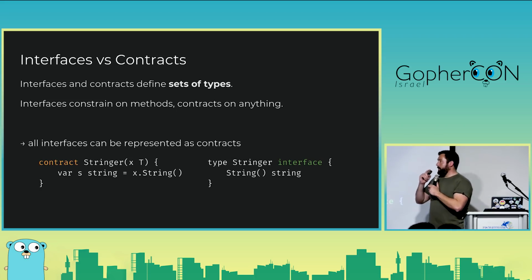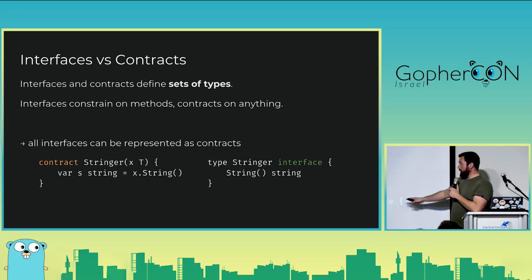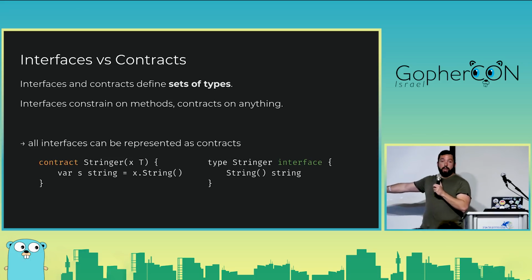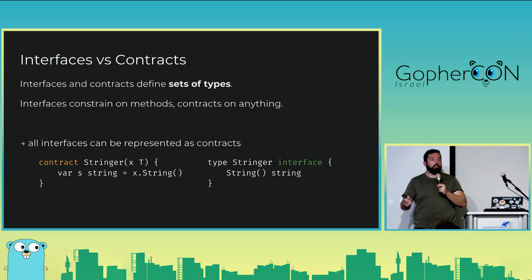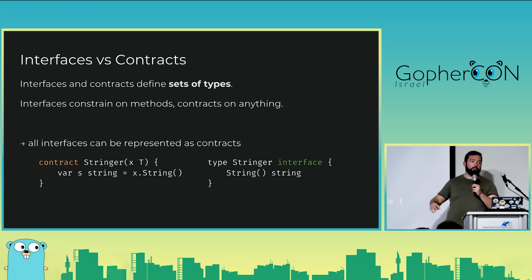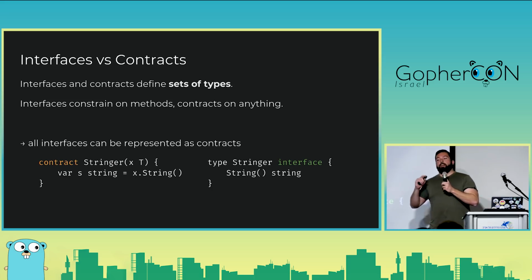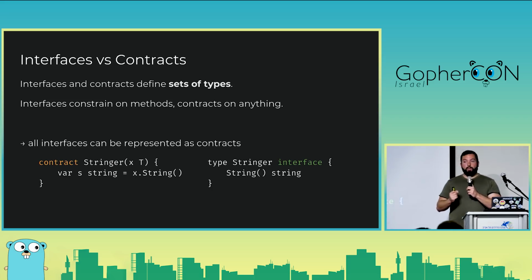No. All interfaces can be represented as contracts. This is the equivalent. So the interface stringer, you can represent it like that. It's a type that has a string method. Same thing. It's exactly the same idea, right? These two things are equivalent in syntax and in set of types, but not in behavior.